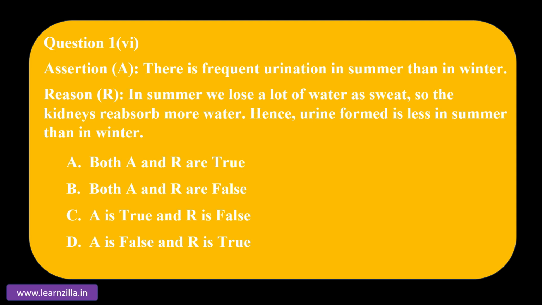You need to spend some time to read carefully and then figure out the answer for these sorts of questions. So practice is very much needed. Option D, assertion is false whereas reason is true. What does the assertion say? There is frequent urination in summer. In summer, there is no frequent urination. Usually there will be frequent urination only in winters, right? Not in summer. So the assertion is false.